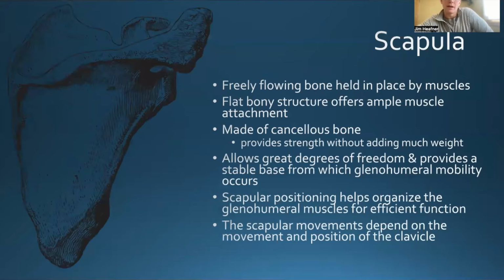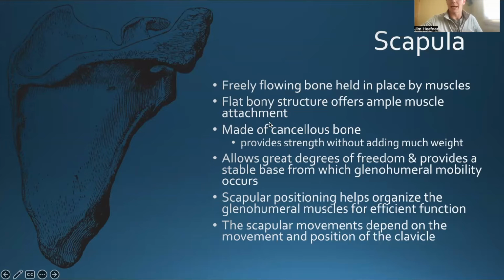The scapula is the third bone we're talking about. It's a free-flowing bone that's held in place by muscles, so there's no bone-to-bone attachment. It's a flat bone that offers ample muscle attachment. As I said earlier, there are 17 muscles that attach to the scapula.